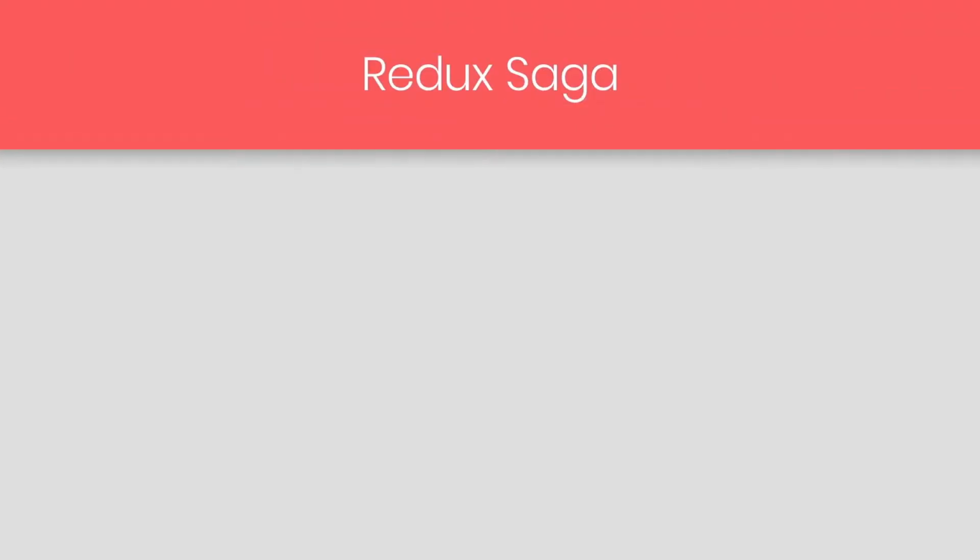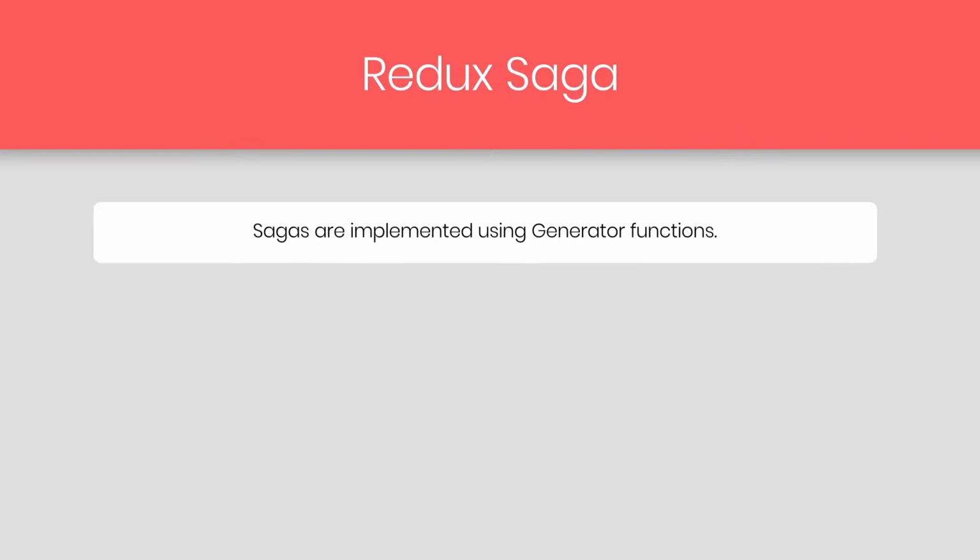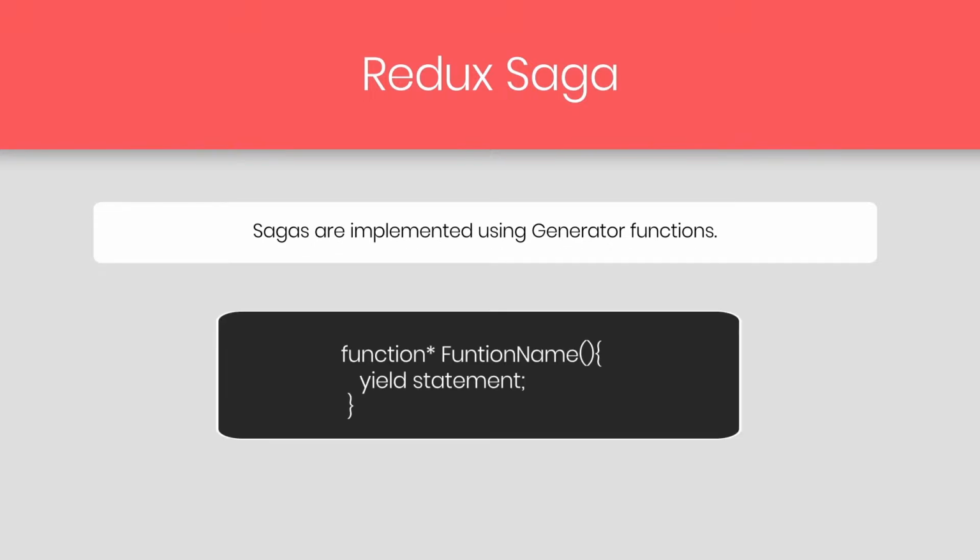Redux Sagas are implemented using generator functions. We all know that to create a generator in JavaScript, we first specify the function keyword followed by an asterisk that defines the generator function. Generators are functions that can be exited and later re-entered. The generator function's body is executed until the first yield expression, which specifies the value to be returned from the iterator.